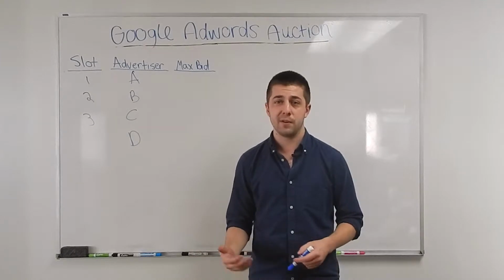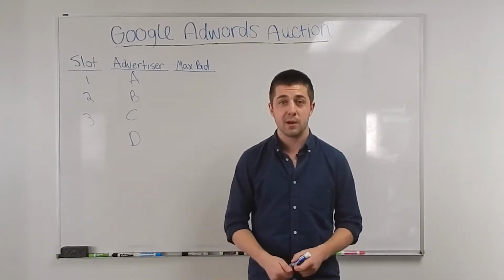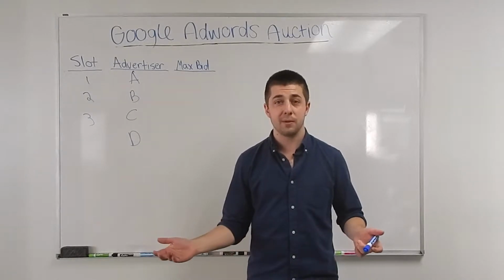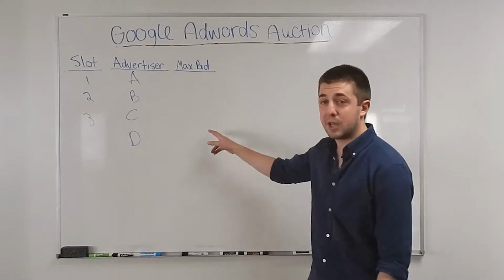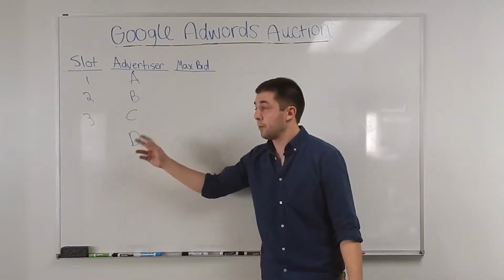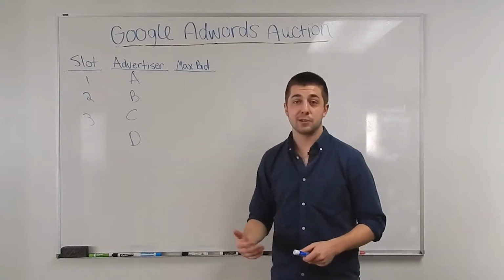So first we're going to start off with a very basic example. We're not going to include Quality Score or anything else like that in the equation right now. I just kind of want to show you guys a little bit of how behind the scenes of a Google AdWords auction works. So we're going to take a look at this example here where you should see there are 3 available spots in the search engine results page, and there's 4 advertisers competing for them.